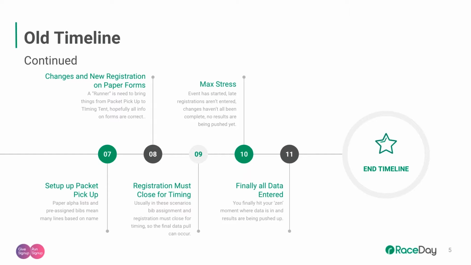Again, we're coming into Friday, and then you're managing all those changes and new registrations on paper forms. You need a runner to get back and forth from packet pickup to the timing tent to get all that data entered into the system, and then registration has to close so that timing can start. And at this point, everybody's at max stress. Your data's not in the system yet. The timing's about to start. Your race is about to start. Like everything's about to start. And there's a lot of question marks with where you are on the data management side.